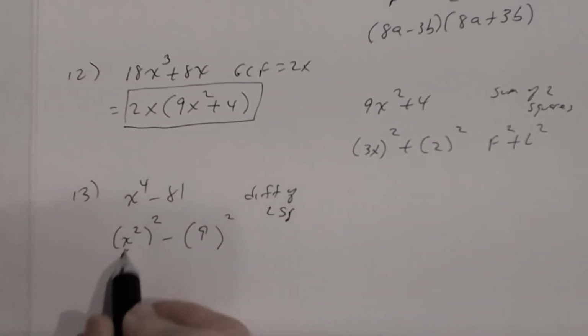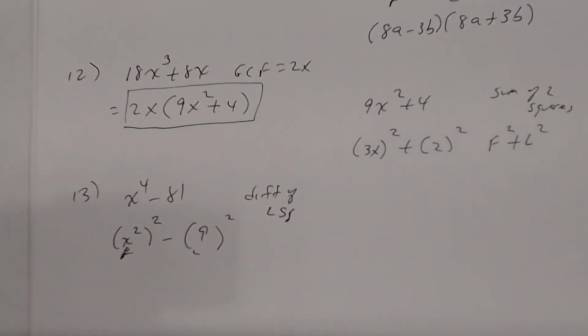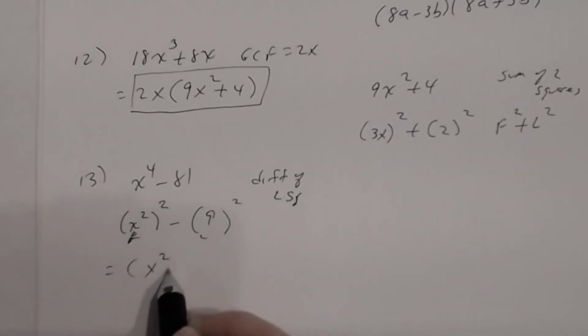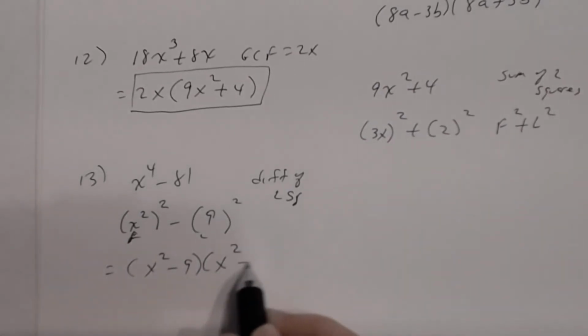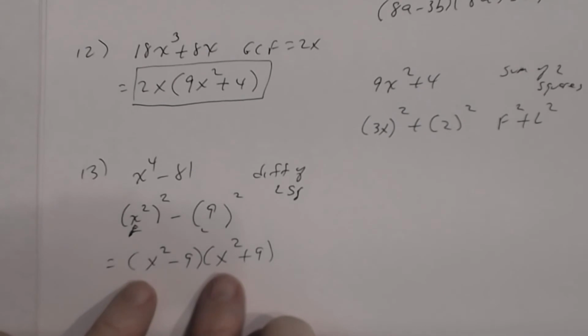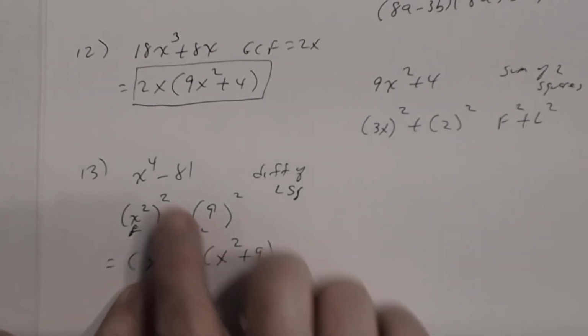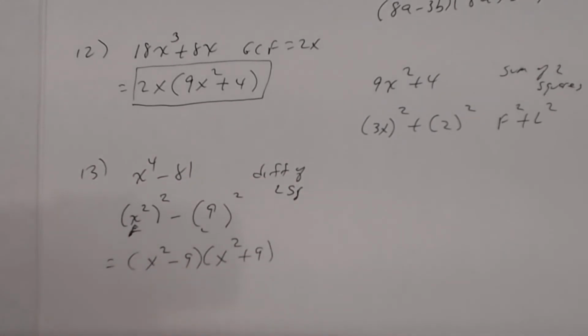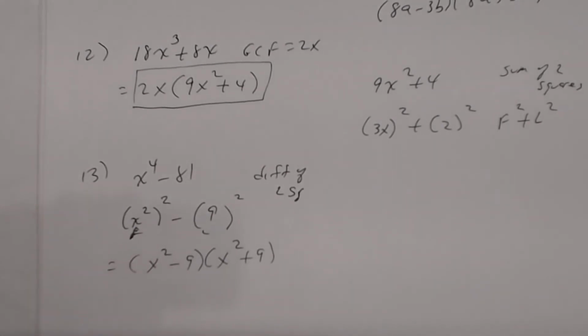So here's my f, and here's my l. So then what that means, I can factor this as x squared minus 9 times x squared plus 9. Okay, so that's where I'm at. And by the way, if you were to follow it out, x squared times x squared is x to the 4th. A negative 9 times a positive 9 is a negative 81. And the outer is 9x squared. The inner is a negative 9x squared. So those add up to be 0.